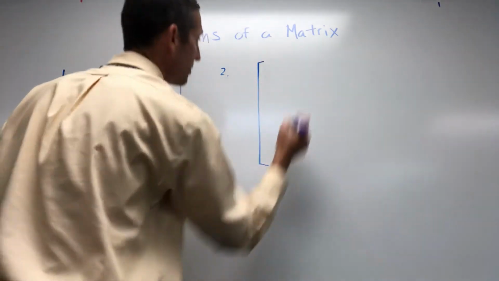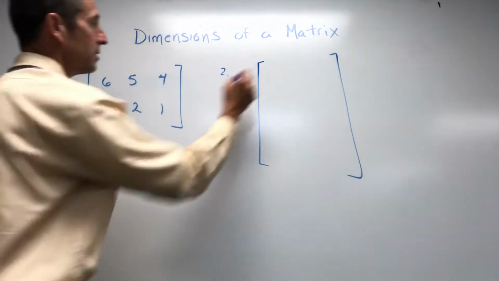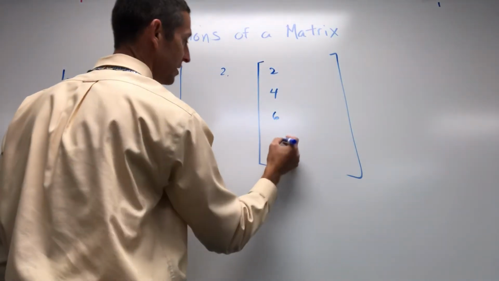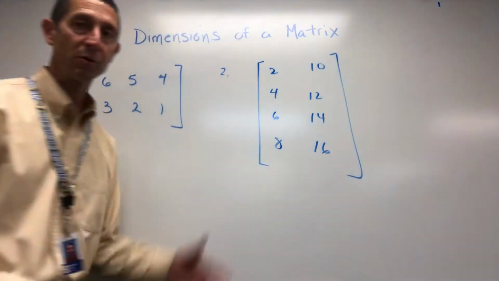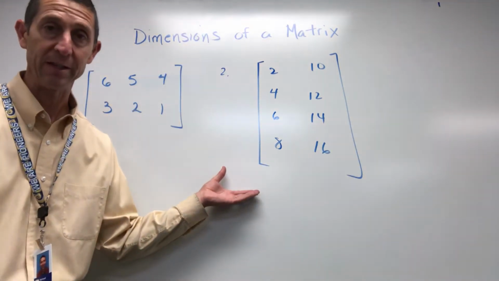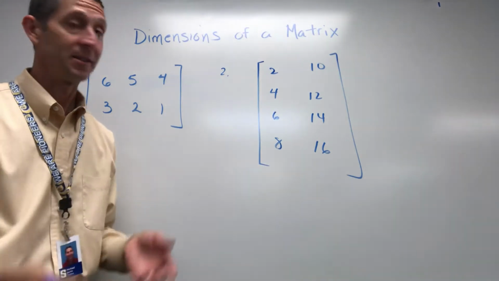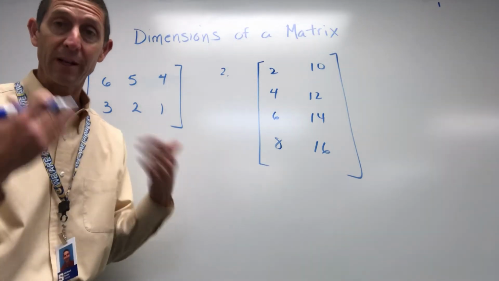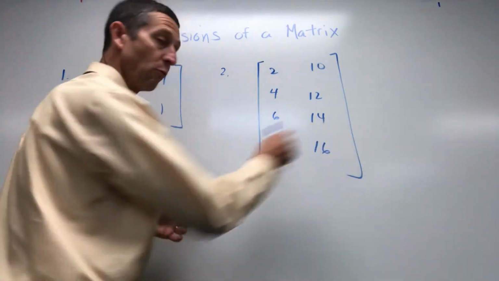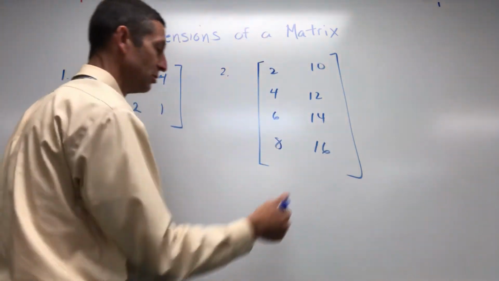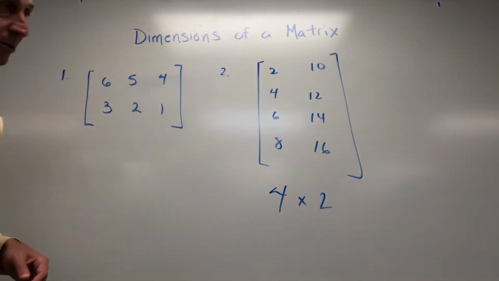All right, how about this? So we had 2, 4, 6, 8, 10, 12, 14, 16. So if you walked up to this matrix and you were asked to say, what's the dimensions of this? Is it a 2 by 4 or is it a 4 by 2? Well, rows are first. So 1, 2, 3, 4 rows by 2 columns. So dimensions of this would be a 4 by 2.